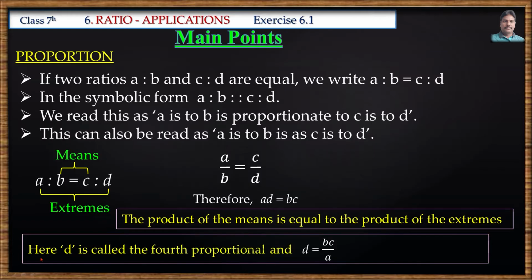Here D is called the fourth proportional, and D is equal to BC by A.